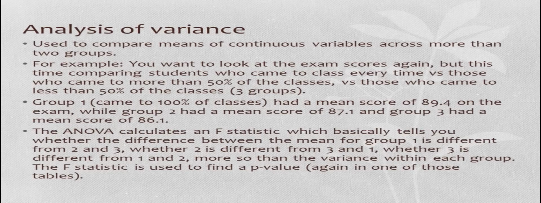So analysis of variance is the test that you do when you, for example, want to do a t-test, but you have more than 2 groups. So remember, with the t-test, we looked at students who came to class and students who didn't come to class. With the analysis of variance, you can say, okay, let's go back to the same example. Our outcome is a continuous variable. It's the score on the exam.